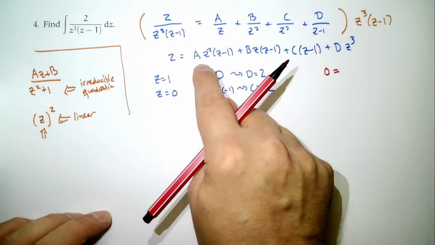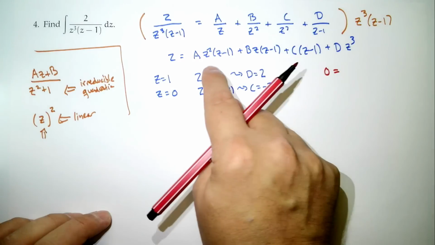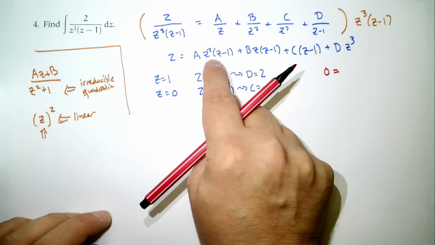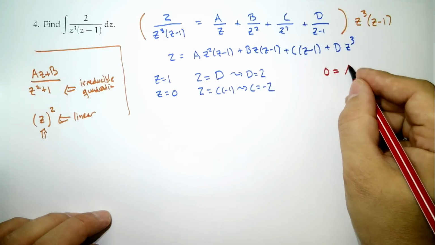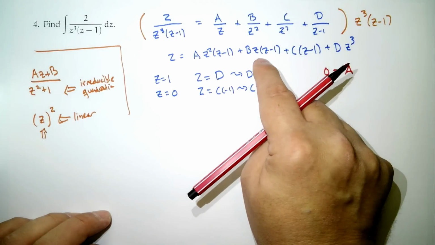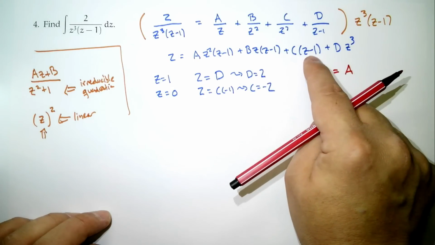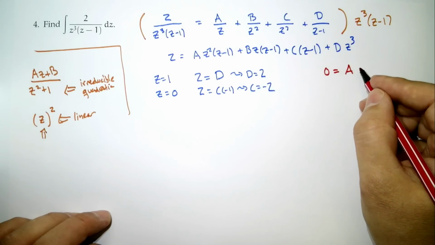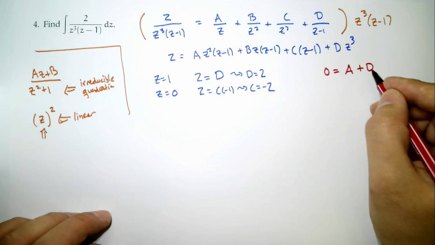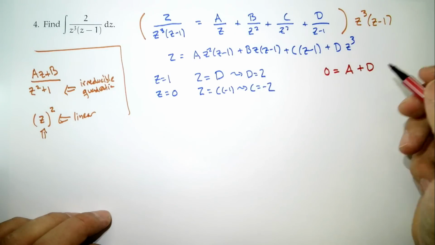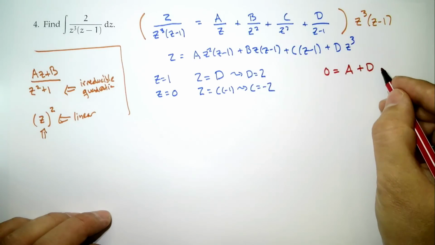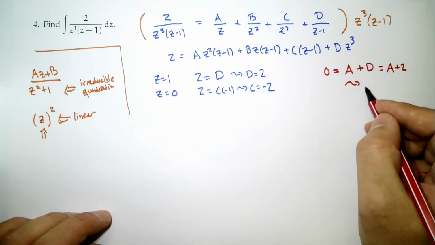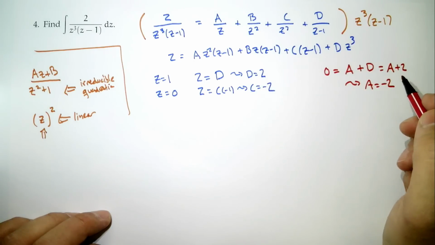Now we come over here and we look for all the z cubes. There is a z cubed here, because if you expanded z squared times z, that would be a z cubed, so we get an a. If we came here, well, nothing will get z cubed. Similarly, for the next term and for the last term. So 0 is equal to a plus d. Well, we already know what d is. That's 2. So 0 equals a plus 2. So that helps us conclude that a is negative 2.